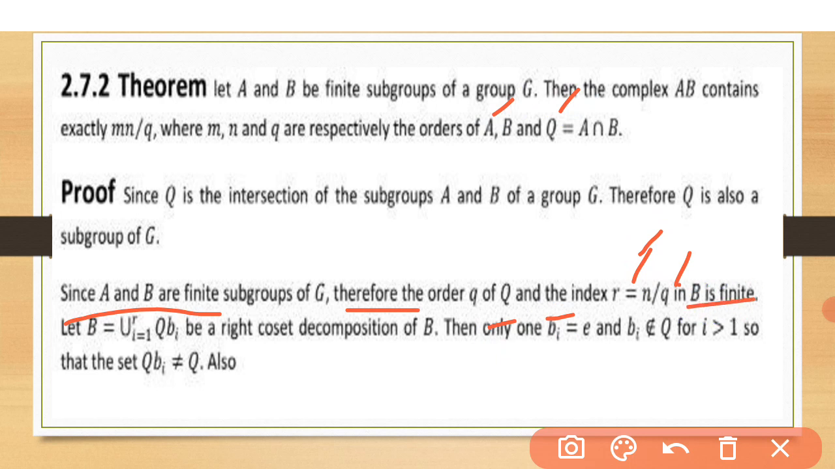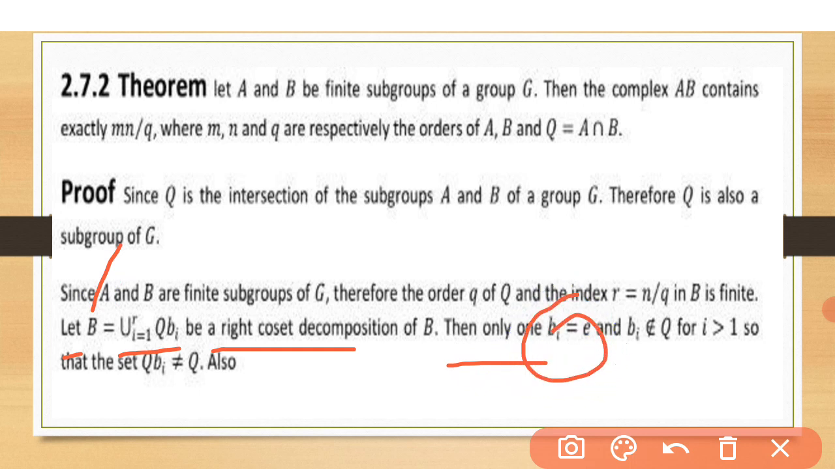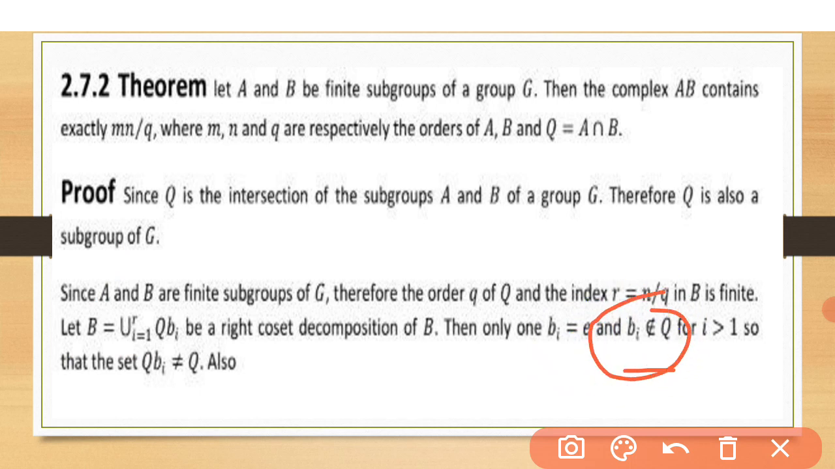B is finite. Let's suppose B is equal to the union of all right cosets of Q in B. The decomposition of B means that when we take the union of all these right cosets, they make the complete B. And a further condition is that only B1 is equal to E, where E means the identity element, and the other Bi, for i greater than 1, do not belong to Q. So the sets Bi Q are not equal to Q, but their union is equal to B.